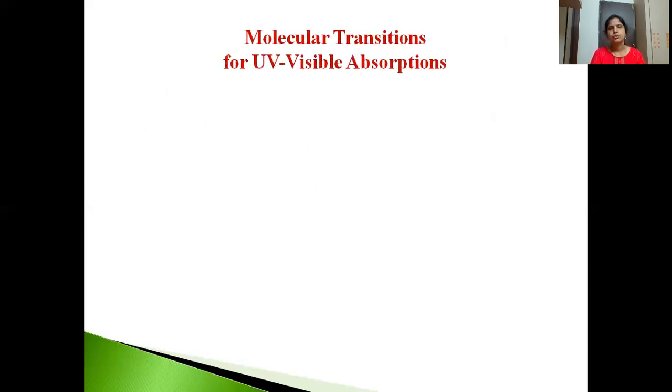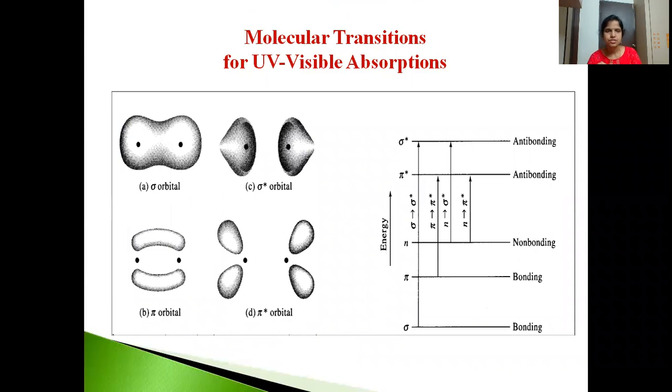Now, when UV visible radiation hits the sample, molecular transitions take place between electronic energy levels. That's why UV visible spectroscopy is also known as electronic spectroscopy. Here you can see the sigma orbital, which is bonding, and sigma star refers to the anti-bonding. Sigma star will be at a higher energy level than the bonding orbital. Similarly, pi is bonding and pi star is anti-bonding.